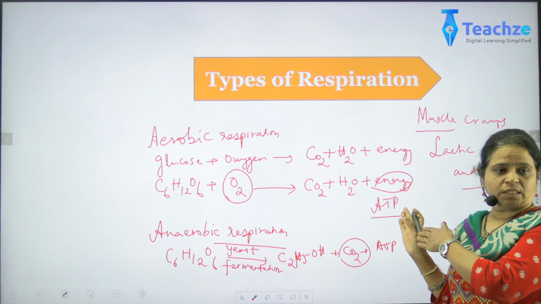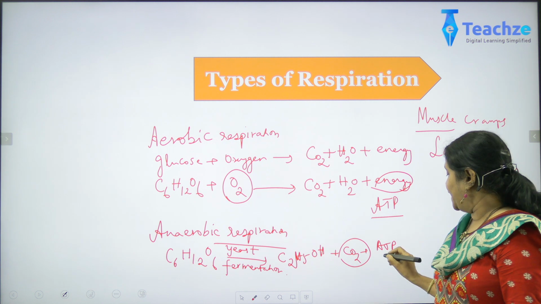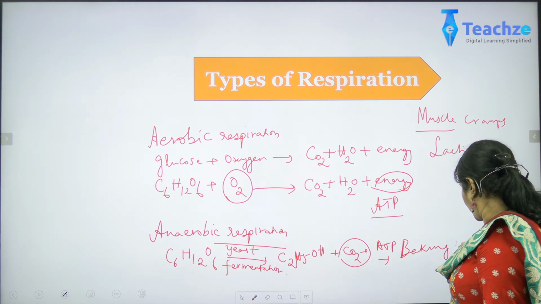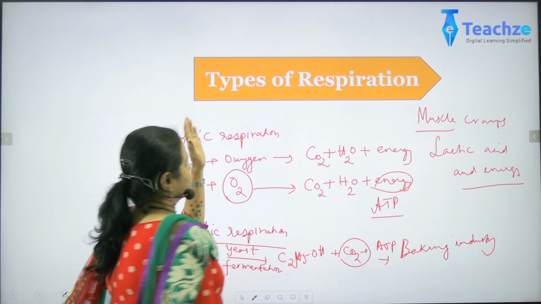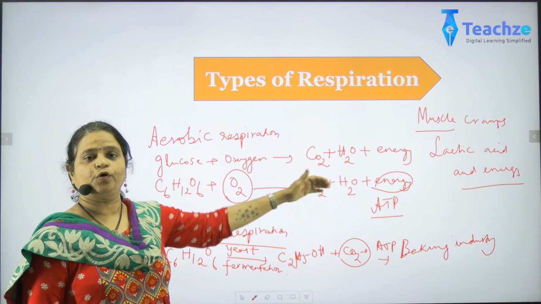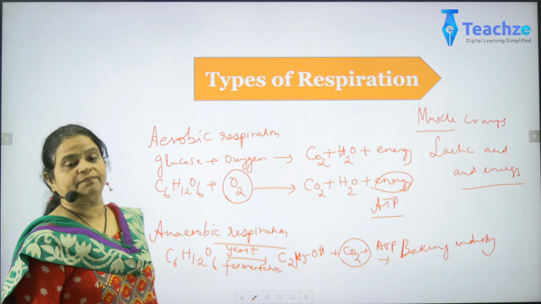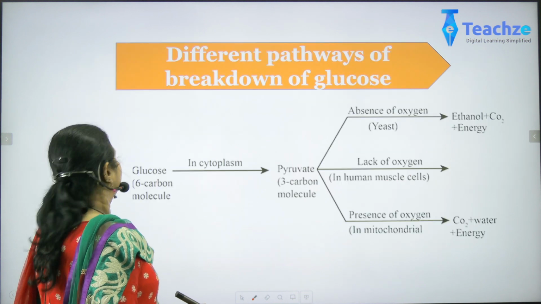Now you all know what is fermentation. Now fermentation, because it releases carbon dioxide, it is used in the baking industry. Now these are the two different types of respiration. One is aerobic respiration with the help of oxygen, where it liberates more amount of energy, and anaerobic respiration where there is less amount of energy produced.